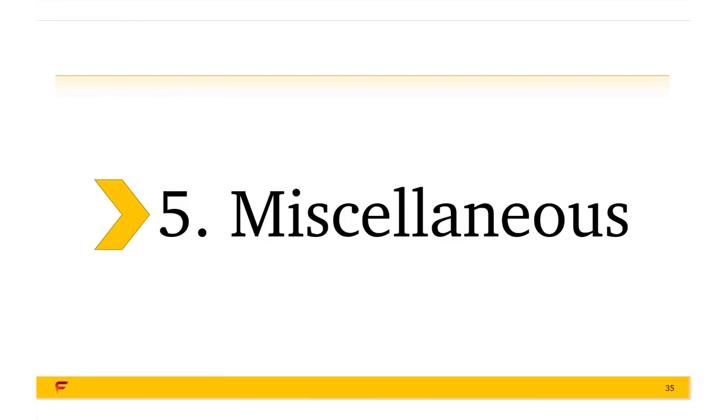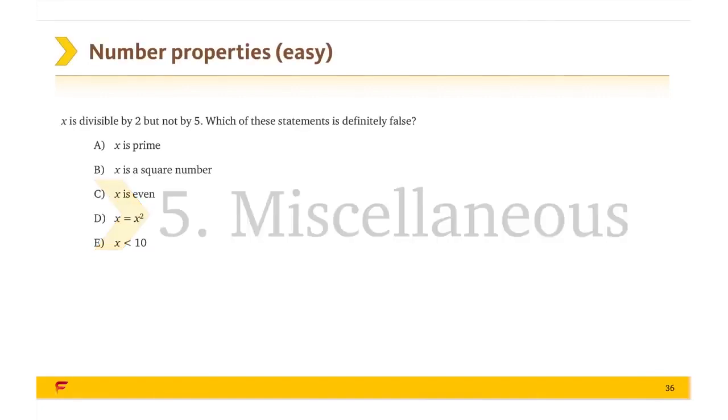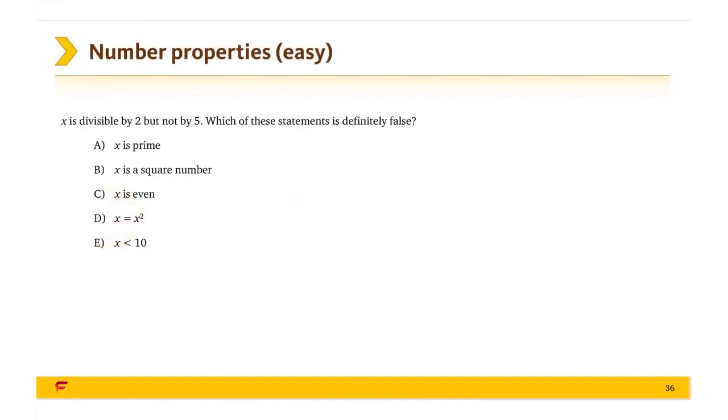Number 5, miscellaneous, everything else, stuff that I wasn't able to categorize according to the previous buckets. Let's jump right in. Okay, number properties. X is divisible by 2 but not by 5. Which of these statements is definitely false? Let's check all the statements one by one and then decide which one is false.